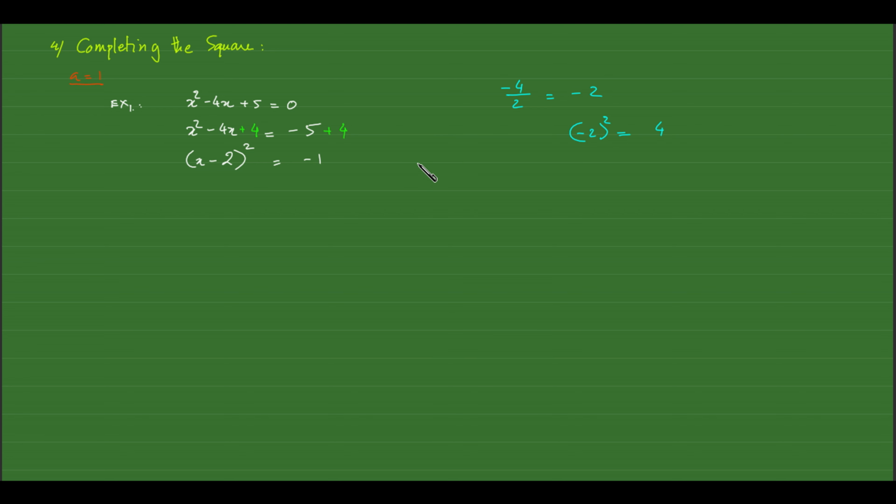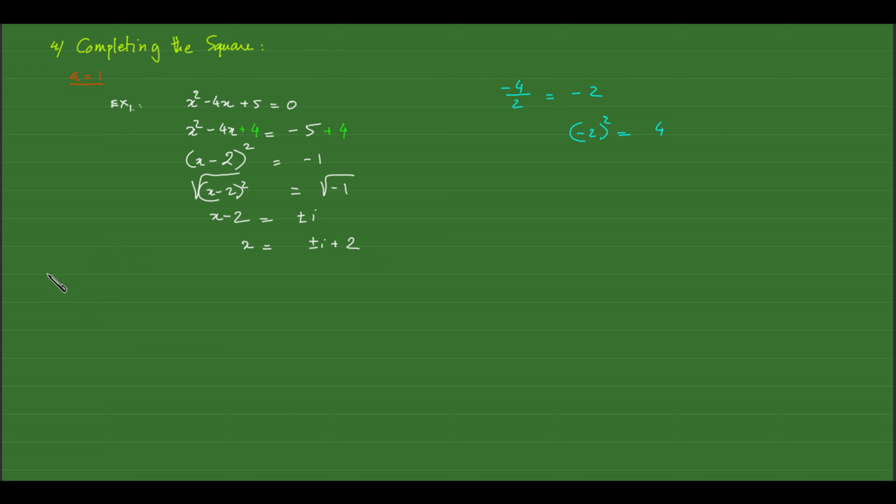Now you see that I can take the square root of both sides. So I go ahead and take the square root of both sides, because this is a perfect square, right? Equals the square root of negative 1. The square root of this I can throw away. The square root of negative 1 is plus or minus i. So x equals plus or minus i plus 2. There you go. That's your answer.